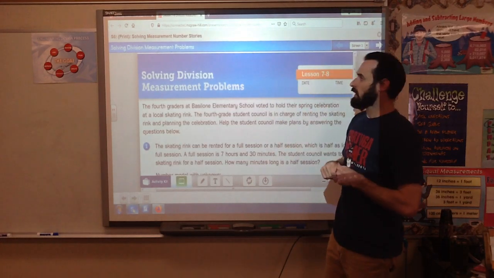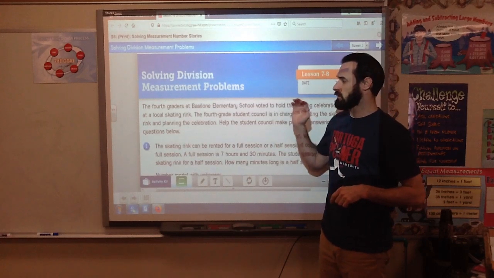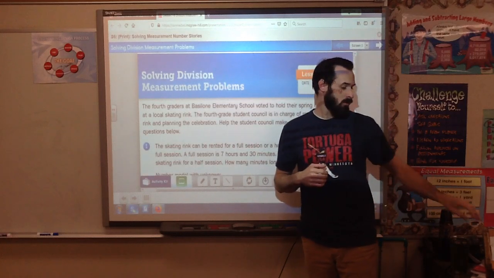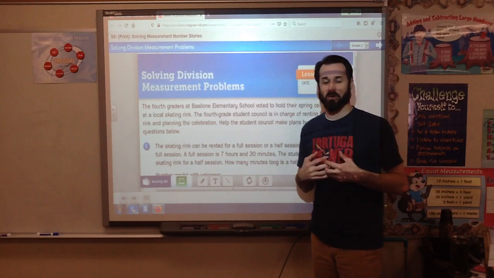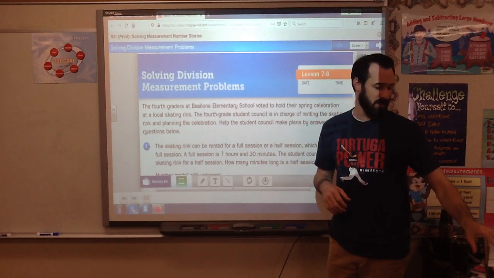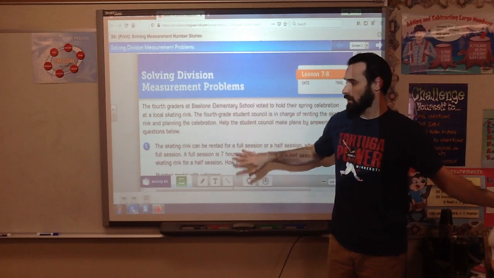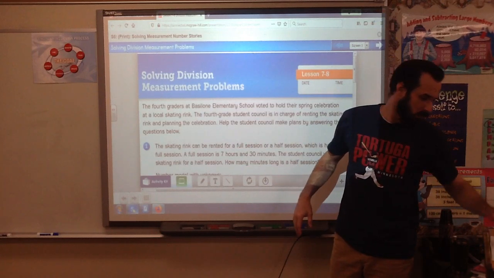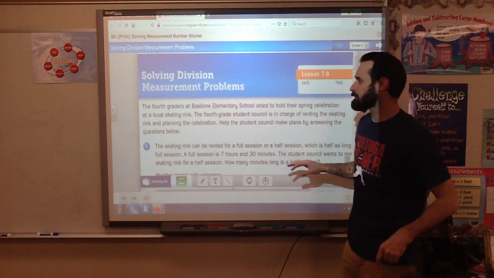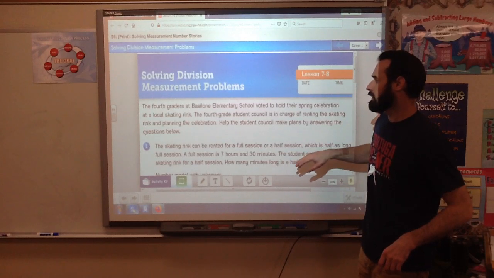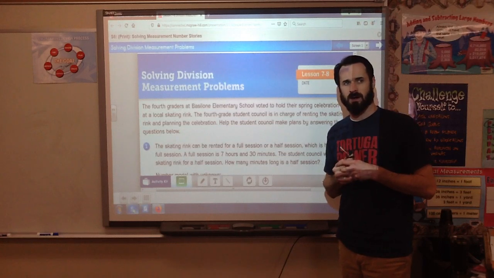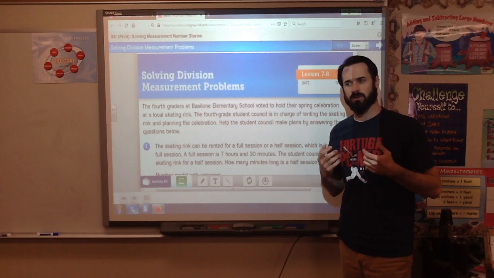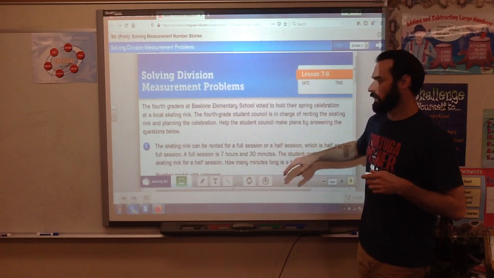Today we are doing lesson 7-8, which is division, measurement, number stories. There is some multiplication in it. This is page 248. And we're not going to work through all of them today. We're going to try and be cognizant of time and not make this too long, but we're going to work through a few of them.